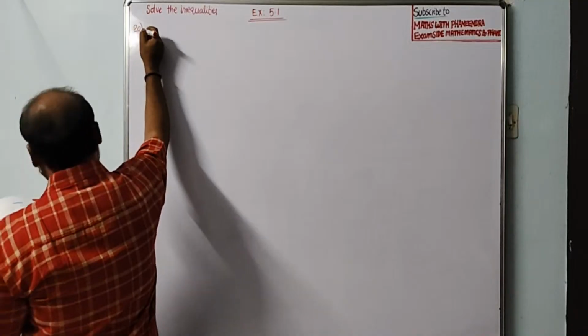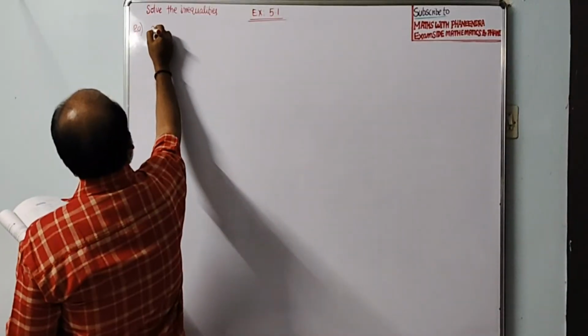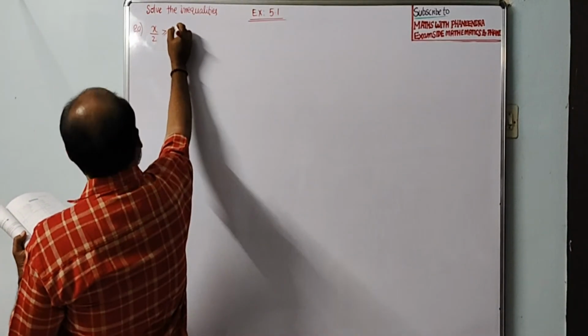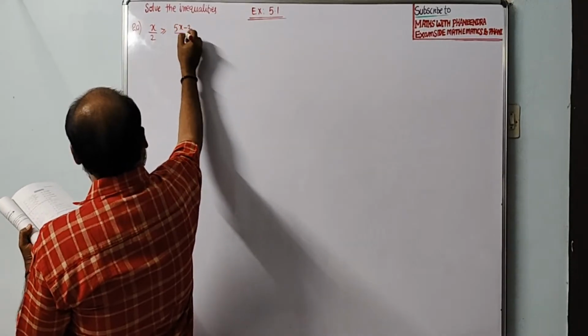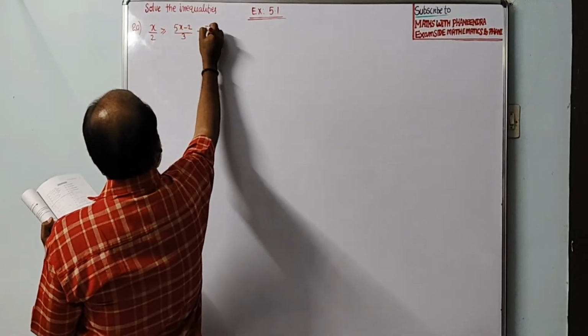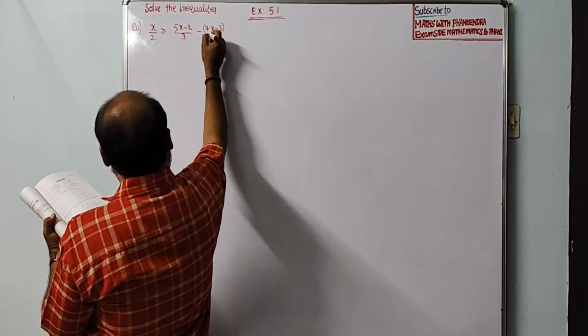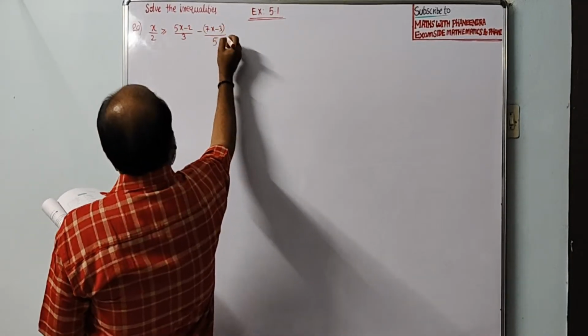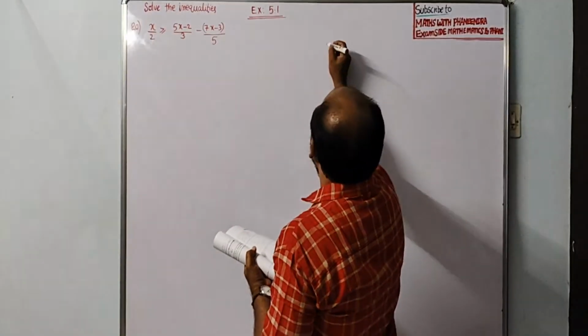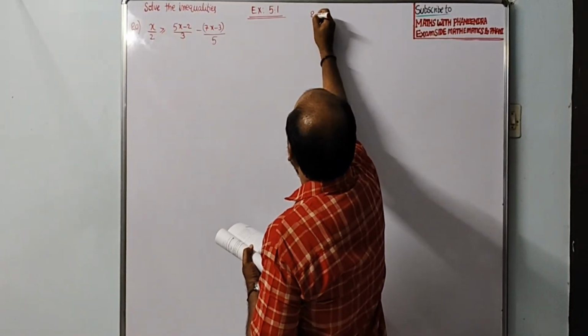Question number 20. x by 2 is greater than or equal to (5x minus 2) divided by 3 minus (7x minus 3) by 5, for this solution. Next, question number 21.